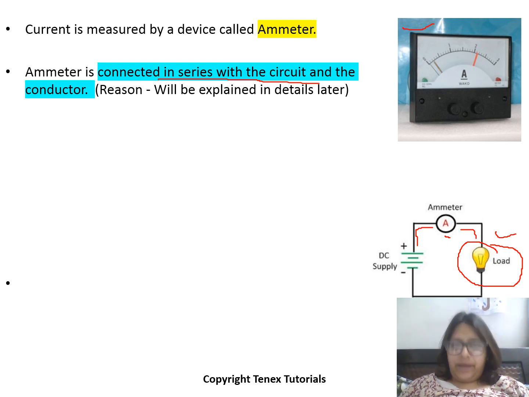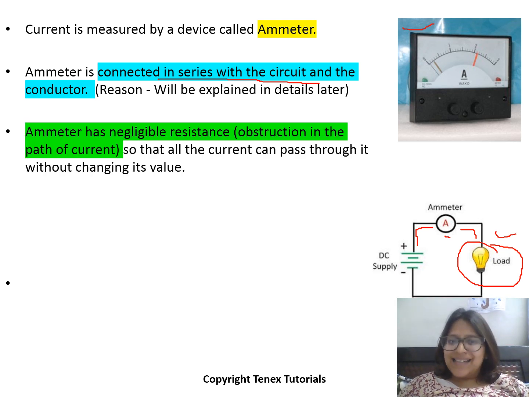Further, guys, an ammeter has negligible resistance. So why do we need to have negligible resistance? And by the way, what is resistance? The way when we move, friction stops me, or acts as an impediment to my motion. It tries to oppose my motion.